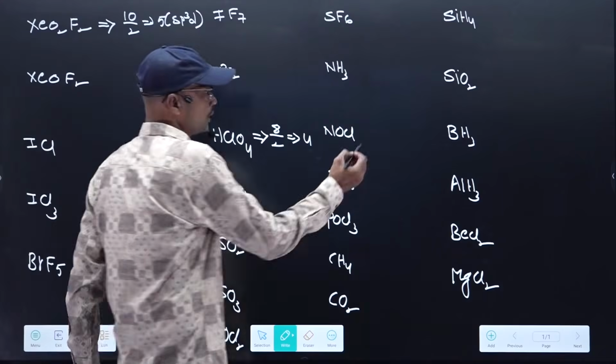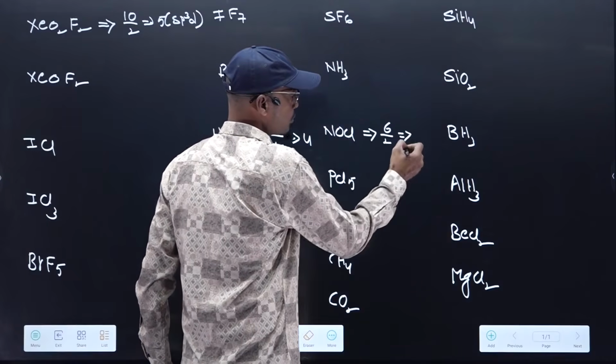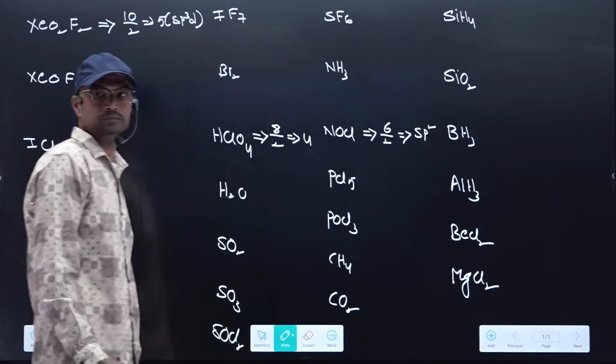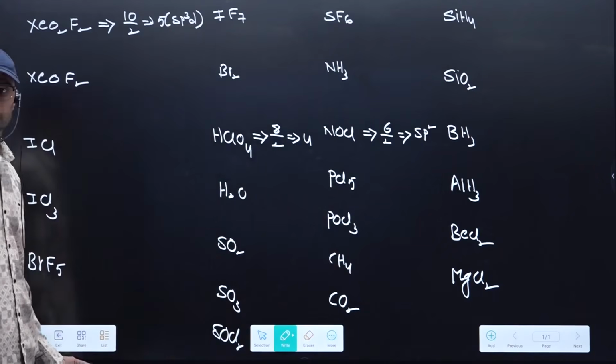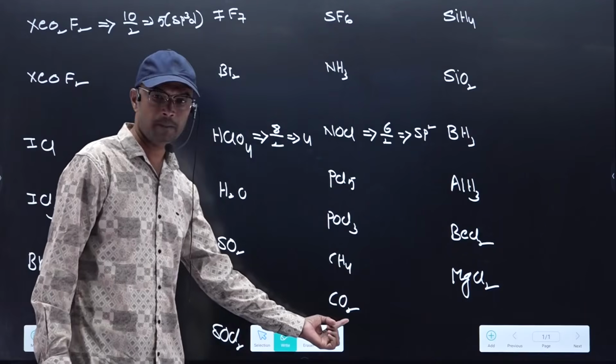So what about NOCl? Nitrogen 5. 5 plus 1, 6. 6 by 2 means 3. 3 means sp2. Clear? Is it easy?